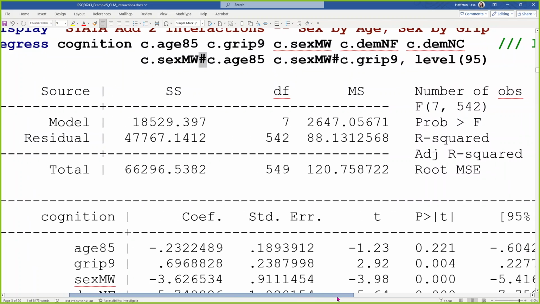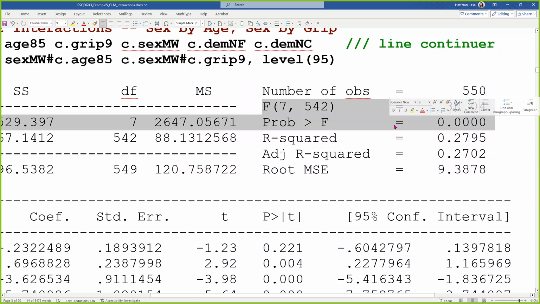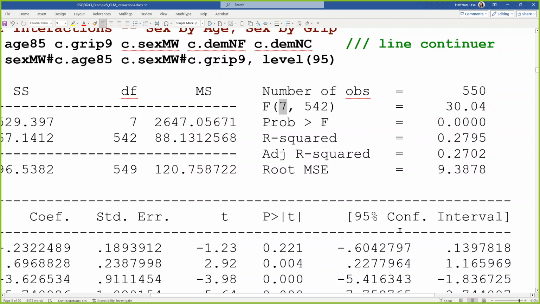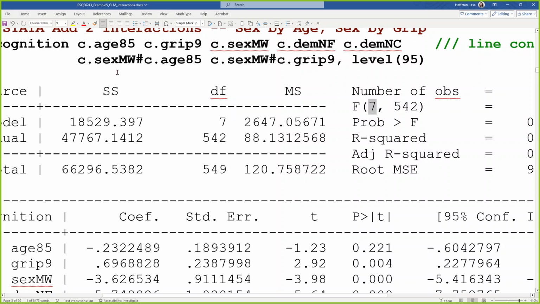Tic-tac-toe. Yeah, exactly. Okay, so my F is significant. That must mean that my new interactions are significant, right? What do we think of that logic? This F is significant, ergo, my new interactions helped. That's your model. That's the full model, is it not? That's right. The 7 is your clue. This is the F for the model. And I now have 7 slopes in my model after adding these 2 new ones.